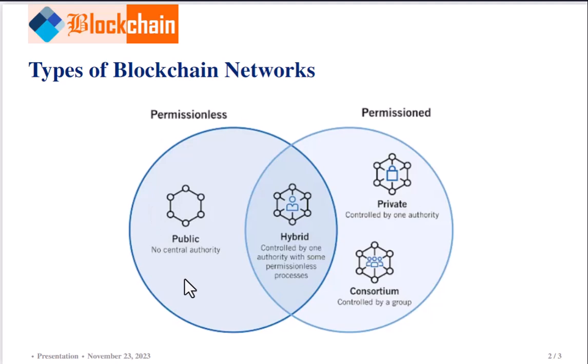The second benefit of the public blockchain network is that it is more transparent. Since each node has a copy of the ledger, every node can validate and authenticate the transaction details, so it is more transparent.